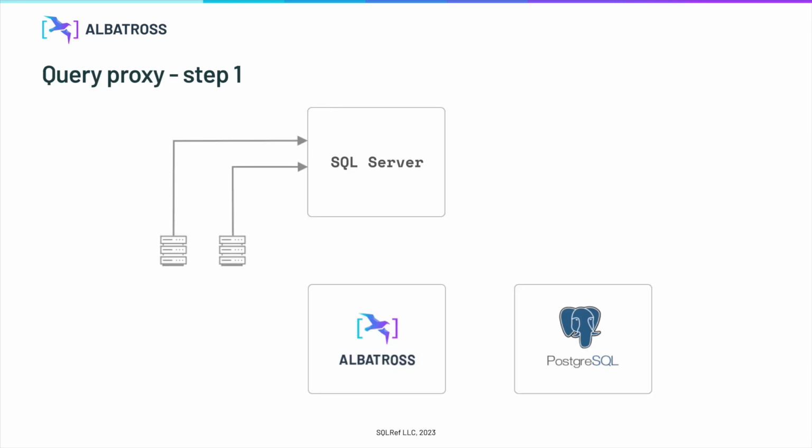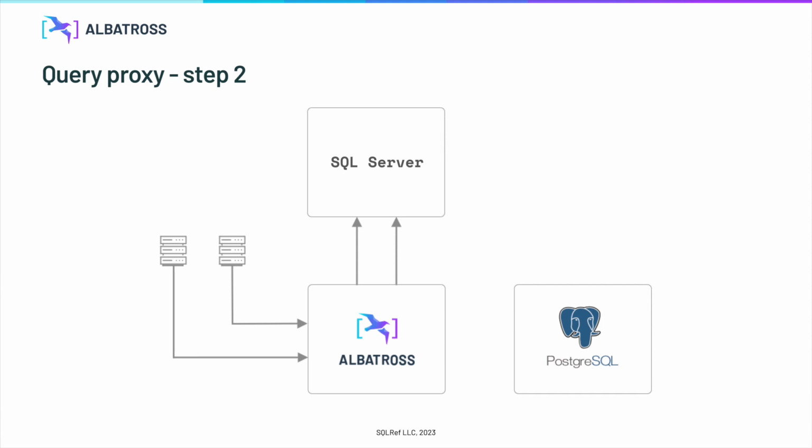Next up is where the magic of Albatross starts. Albatross publishes an endpoint and instructs you to point all of your SQL Server clients at that endpoint. It then proxies all traffic sent to that endpoint directly to SQL Server. If you perform a rolling update here, this will result in zero downtime.